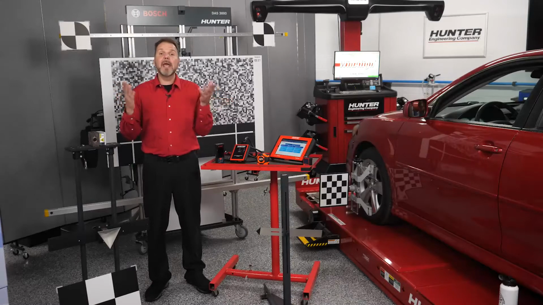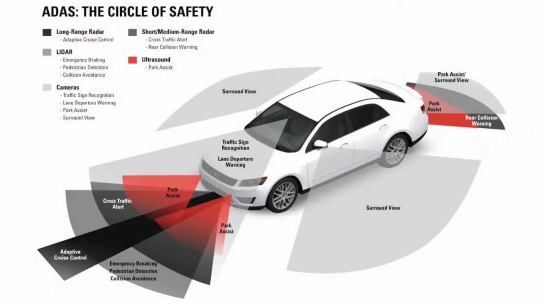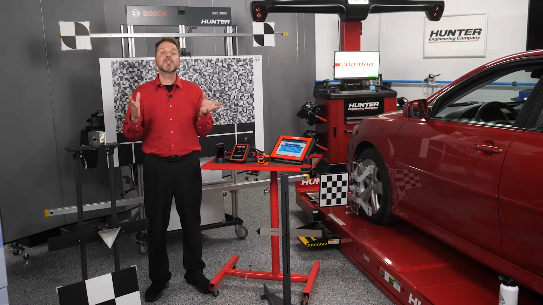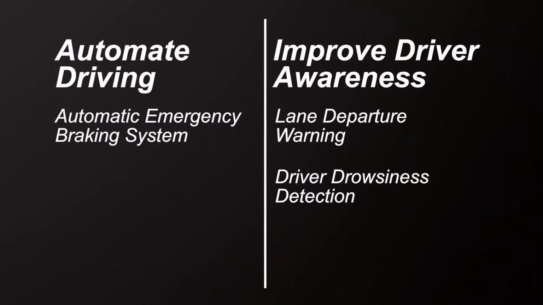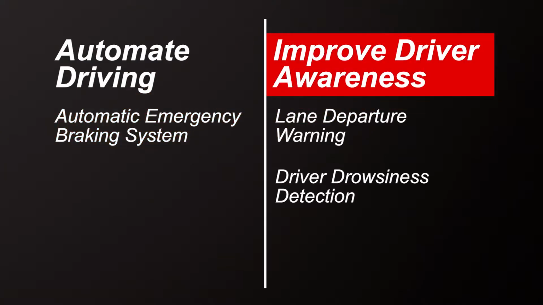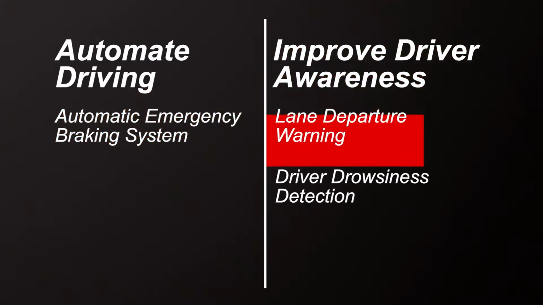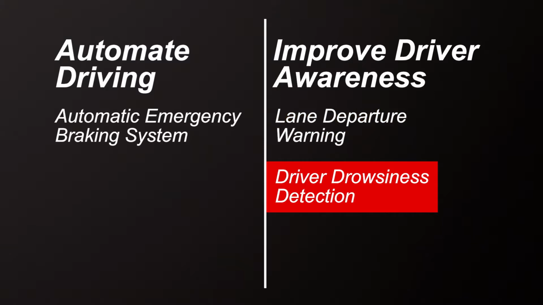The basic definition of ADAS is technology that helps the driver when they are driving or parking. In a broader sense, ADAS enhances car and road safety by minimizing human error. It's also acceptable to reference ADAS as advanced safety technology. These technologies can be split into two main categories: those that automate driving, such as automatic emergency braking system, and those that help improve driver awareness, such as lane departure warning and detecting drowsiness of the driver.